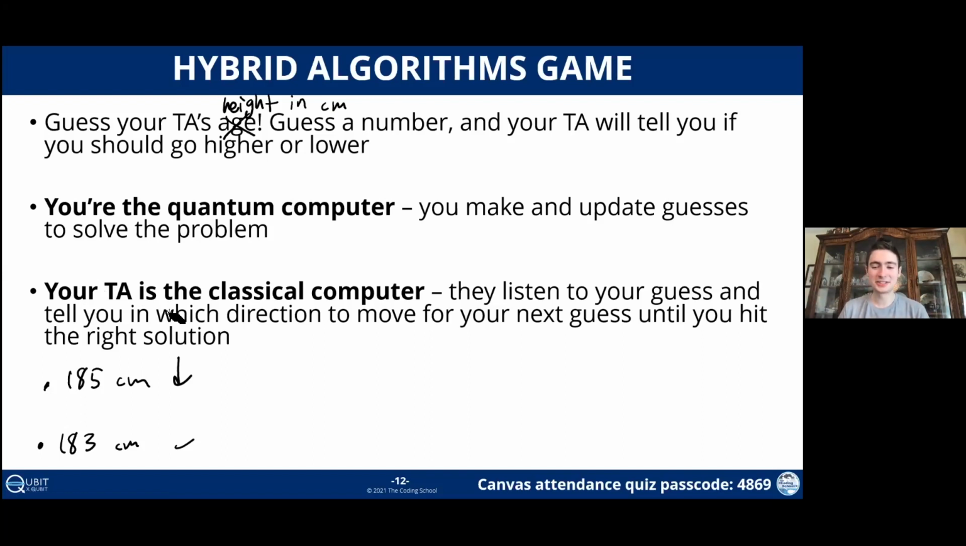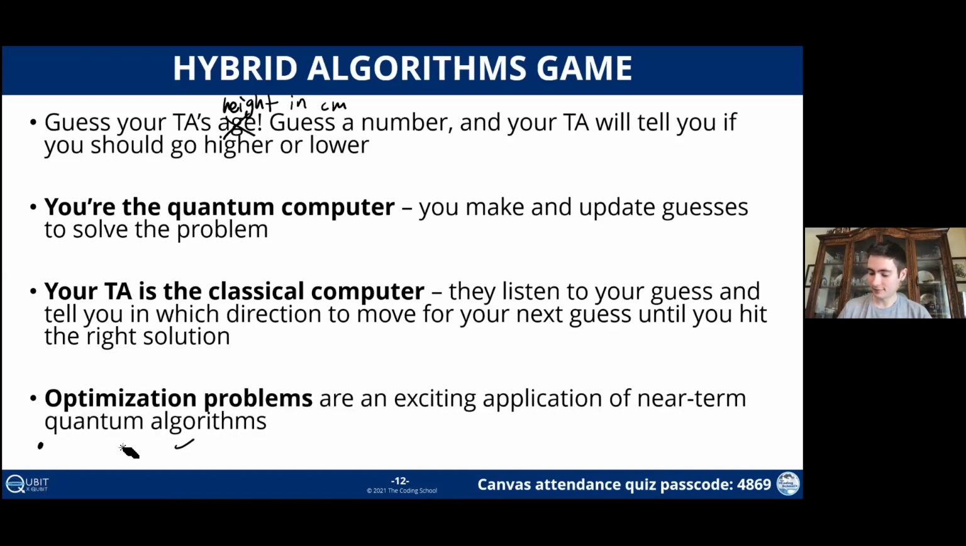Now, I grant this analogy is not the most perfect in the world because I obviously know the answer to the problem. In an actual QAOA problem, the classical computer does not know the answer. It just knows how to judge whether the proposed solution from the quantum computer is too high or too low. And finally, optimization problems generally are an exciting application of near-term quantum algorithms. Near-term quantum algorithms often fall into this hybrid category, and QAOA is one of the most popular hybrid algorithms.